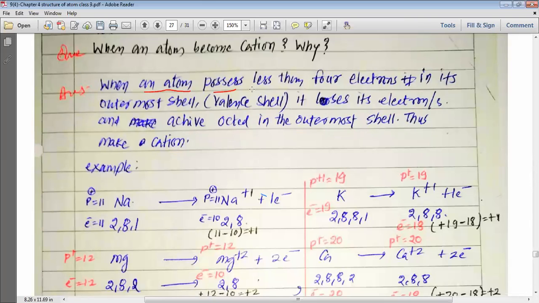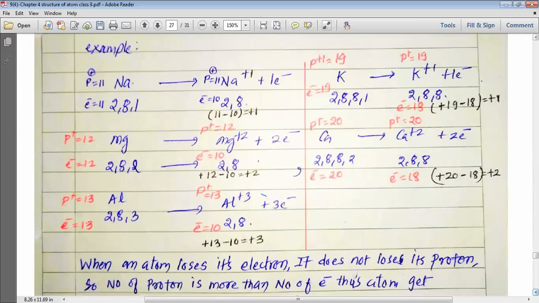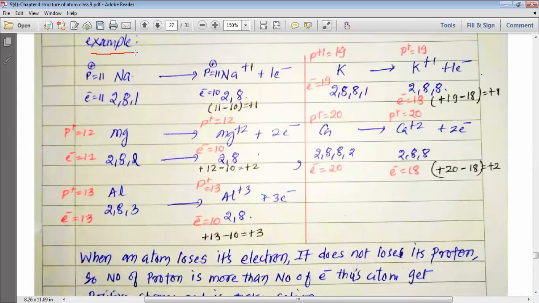When an atom possesses less than four electrons in its outermost shell or in its valence shell, it loses its electron or electrons and achieves octet in the outermost shell. Thus, it makes a cation. Let us understand this with an example. Let us say the example of sodium.